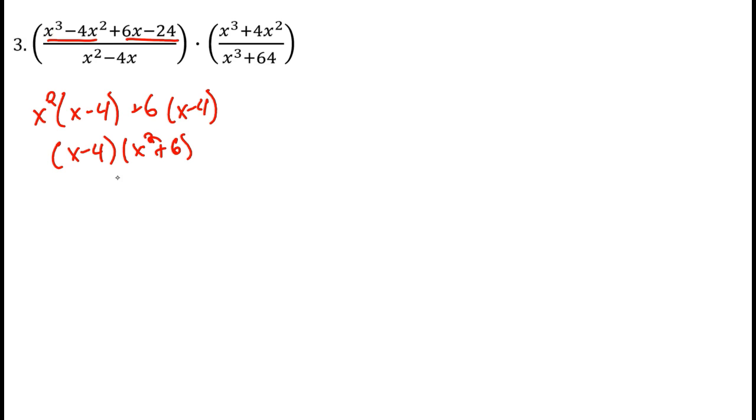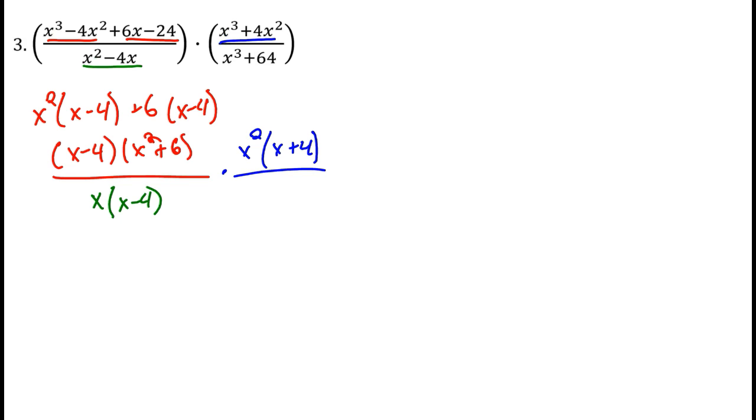That's not the difference of perfect squares, so I'm not going to touch that. Divided by, what can I take out from the denominator here? There's a GCF of x, and that leaves me with x minus 4. What can I take out from there? There's a GCF of x squared. I can take out an x squared, and I'm left with x plus 4.